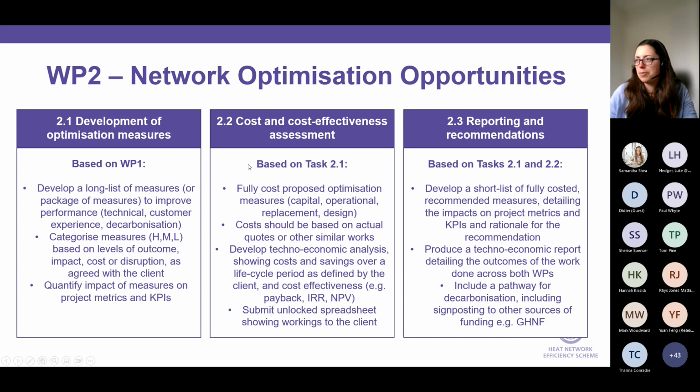Part 2.2, so the next step is then looking at the cost and the cost effectiveness. So what we would want is fully costed measures. So obviously you've got your long list of measures. We really want to understand from a capital perspective, operational, replacement, design, the actual fully costed impact of these measures. And again, this should be based on actual quotes that you've received, or any other similar works that you might have worked on that you've got evidence for. So then there must be evidence behind why these costs have been put forward.